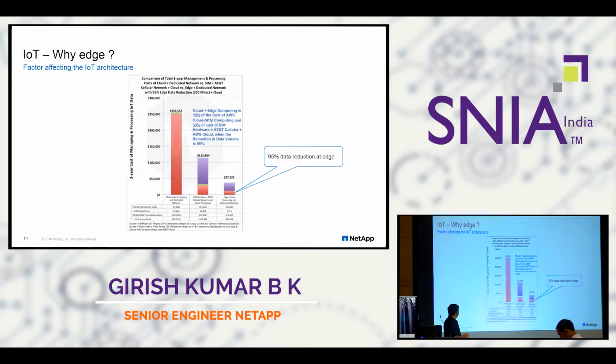If you see this graph here, this is the comparison of total 3-year management and processing costs. This is for completely cloud-only processing with dedicated network cost. And this one is for cloud with the AT&T cellular network. And this one is with the cloud and the edge.